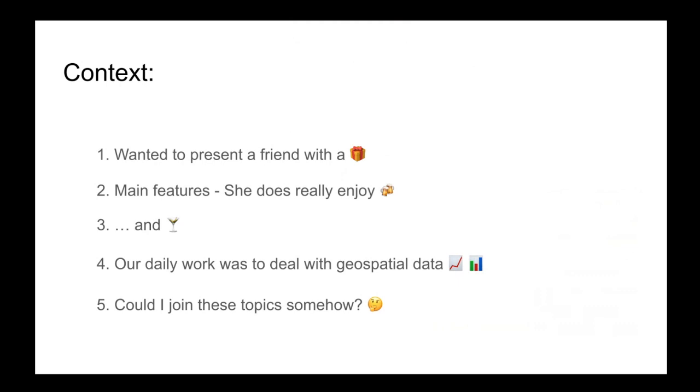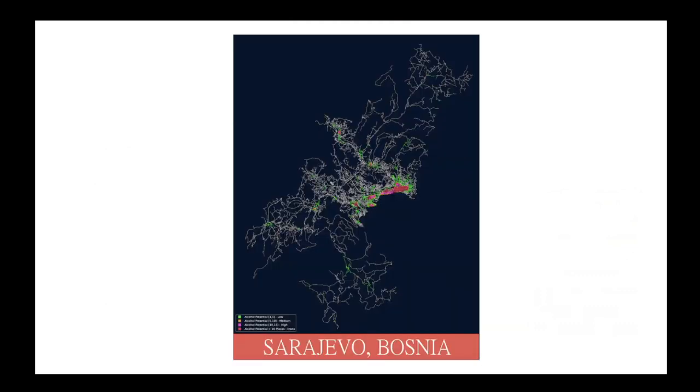And the answer for this, we could create a map for her. So this person is actually from Bosnia, from Sarajevo, and we could try to connect the map and the locations and actually connect to her all the places that she could grab some alcohol somehow. So it's basically an alcohol recommender system, a location recommender, I would say.